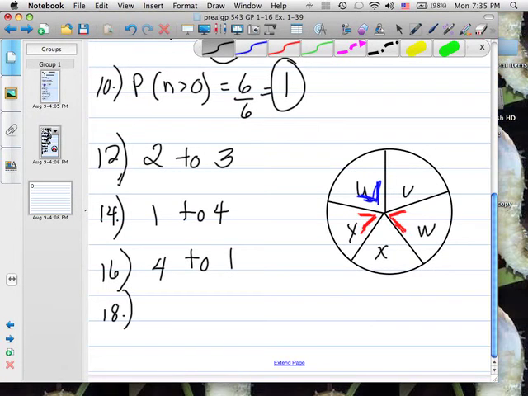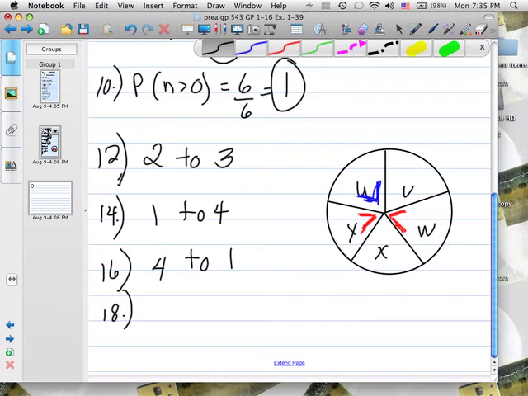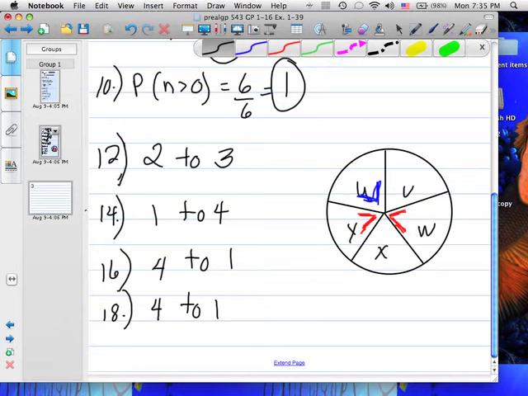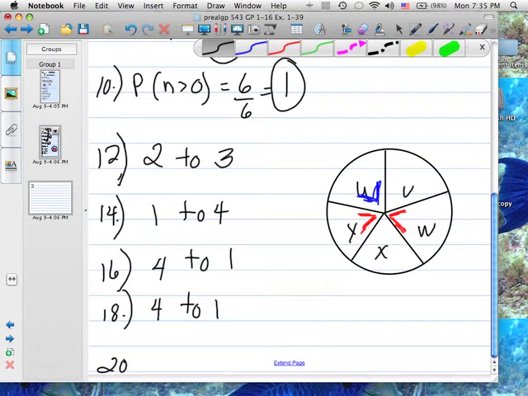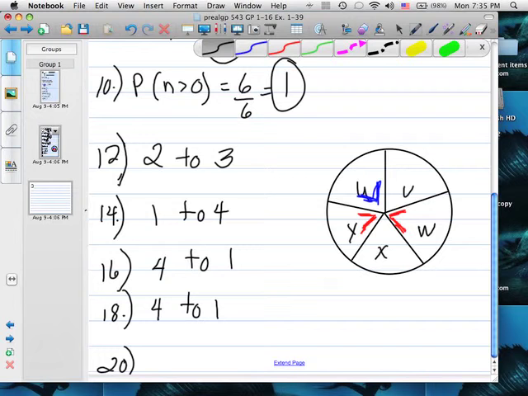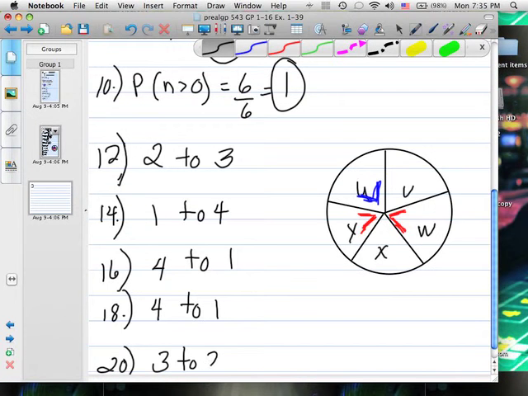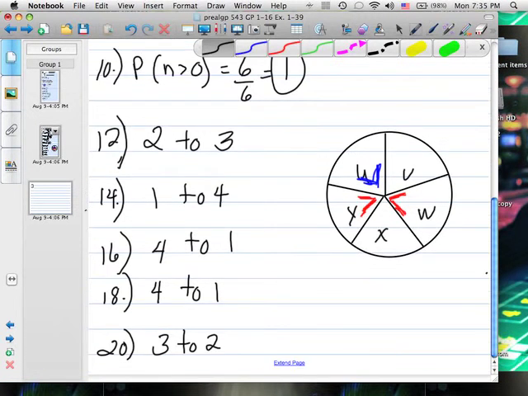18, a white or a red. The odds in favor of a white or red. The V and the X are white, and the Y and W red, so there's 4 that are red, to 1 that is not. So the odds in favor are 4 to 1. And the last one, 20, a white or not red. So there are 2 that are white and 1 that's not red. So there's 3 to 2 that are red, so 3 to 2.